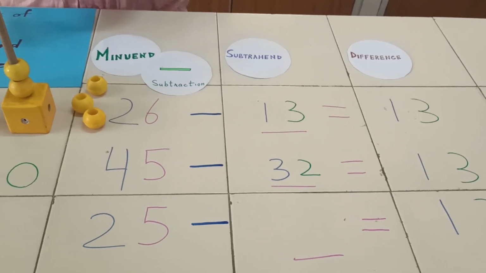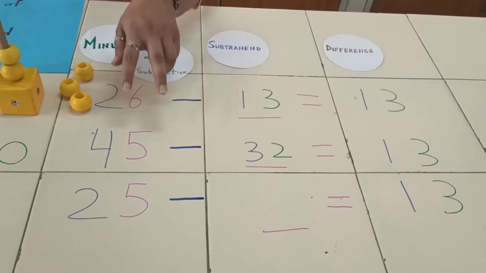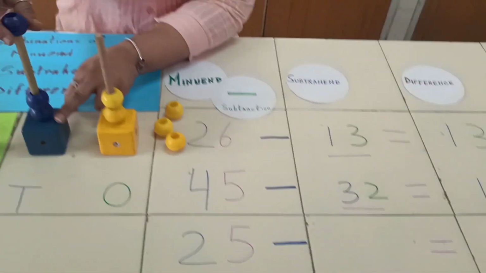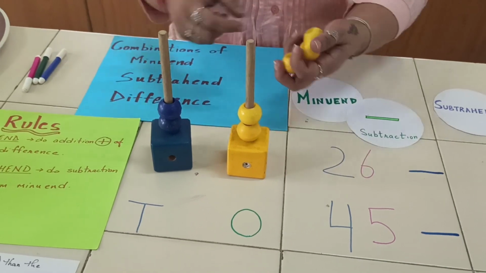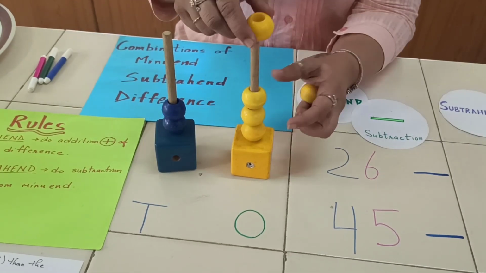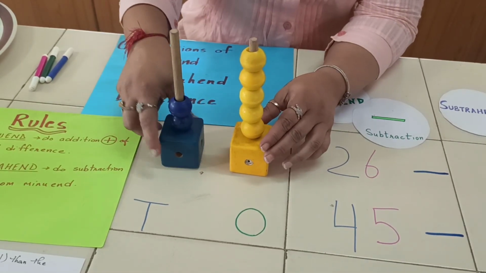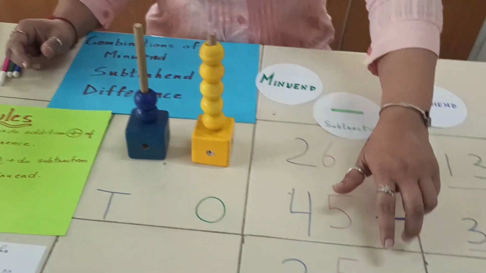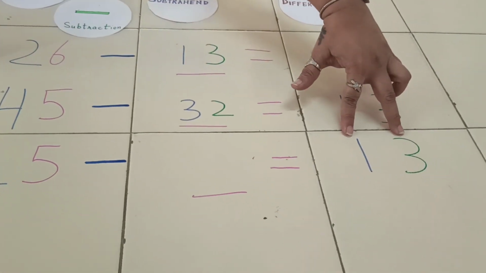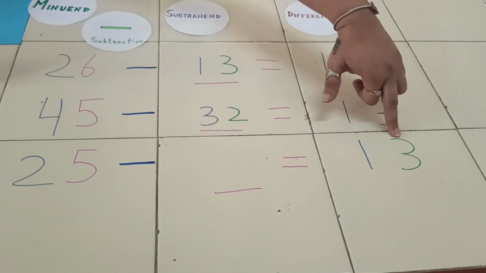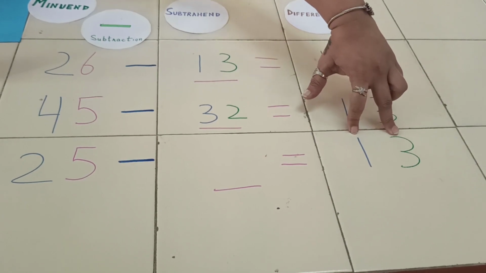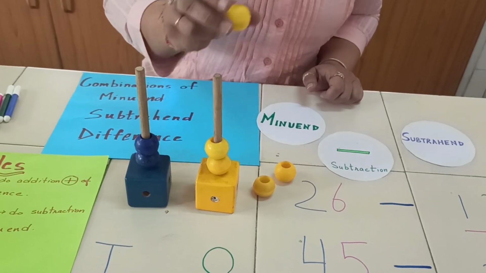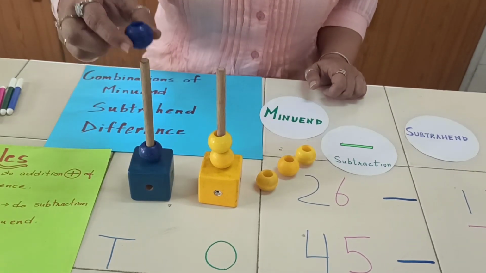Let's see the third combination where I need to keep 25 on my abacus. So I'll take away this, 2 and 5 beads in ones place. 25. I'm ready with my minuend and now I need to subtract. That means I have to remove 13 beads. So 3 from ones place and 1 from tens place. Let's remove 1, 2 and 3 and 1 from ones place.